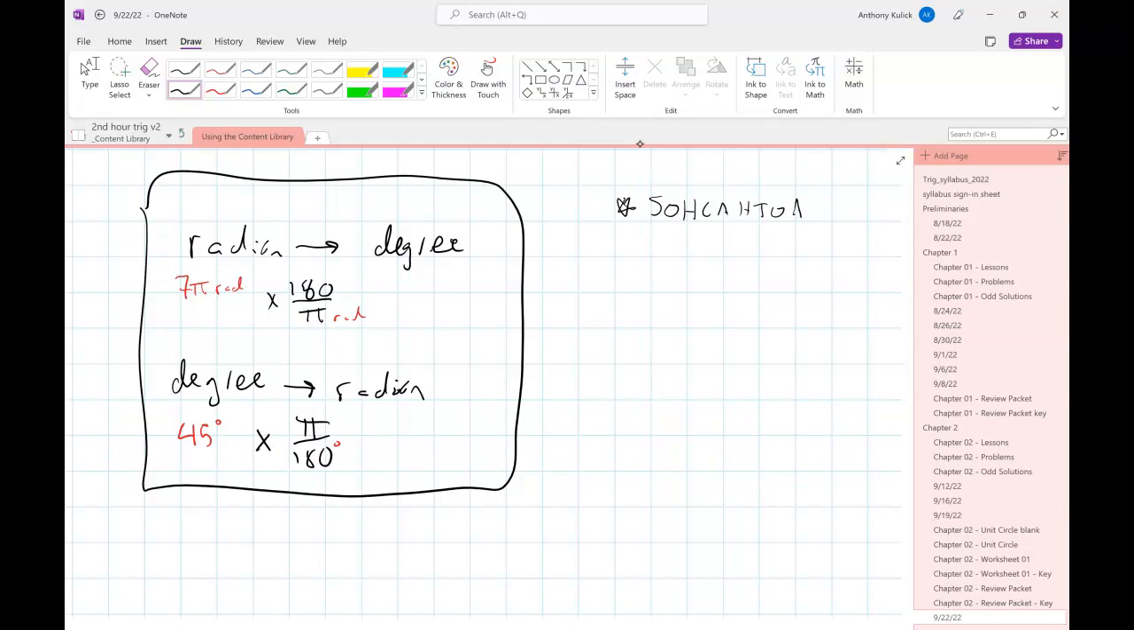formula here. S is equal to r theta, where we're in radians. And if we're in degrees, if theta's degrees, what do we have to do? We just tack on the degree to radians conversion factor at the end. And that would be our formula in degrees. That's for like the arc length.